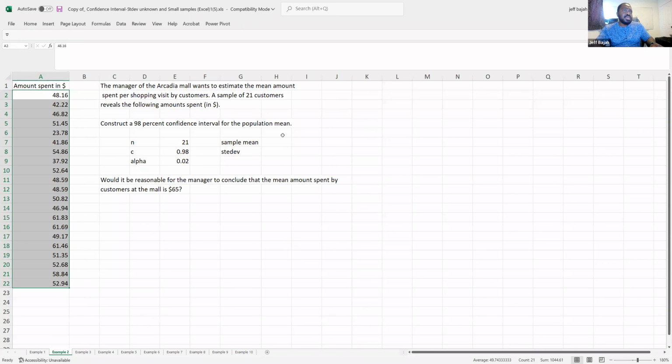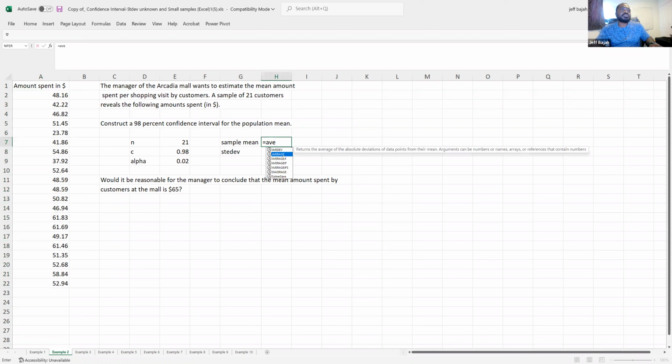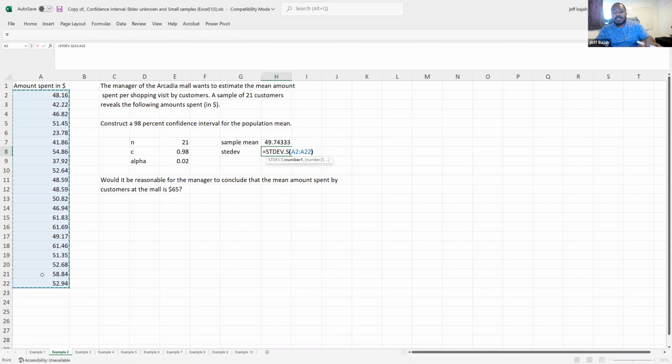So finding the sample mean is quite easy, right? It's just going to be the average of all these values, and that tells us what the sample is. So we know that the sample mean is about $49.74. And we can also find the standard deviation. Since we're dealing with a sample, we use STDEV.S, which is for a sample. We can select that. So you can see we're able to find our sample mean and our sample standard deviation.